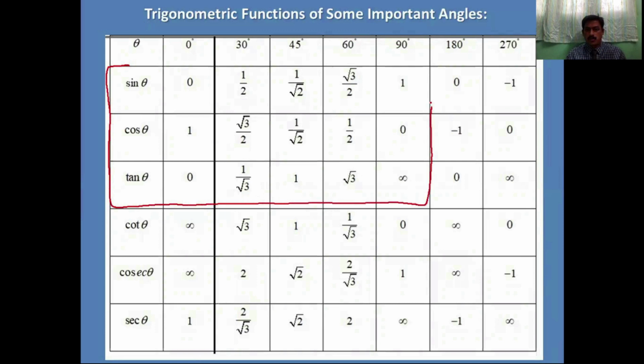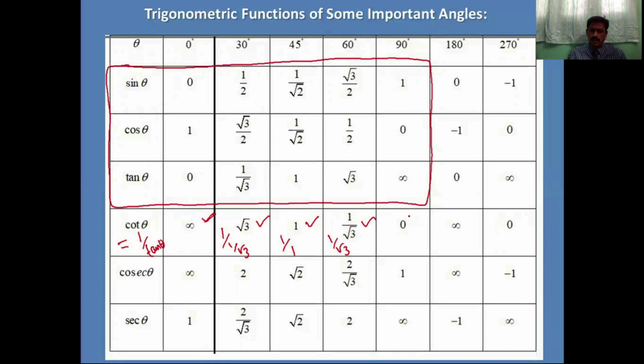From here to here we learned. Now using the trigonometric ratios, what is meant by cot? Cot means 1 by tan theta, the reciprocal ratio. So 1 by 0 is infinity. 1 divided by 1 by root 3 is simply root 3, and 1 divided by 1 is 1, and then 1 divided by root 3 we get 1 by root 3, and 1 divided by infinity is 0.